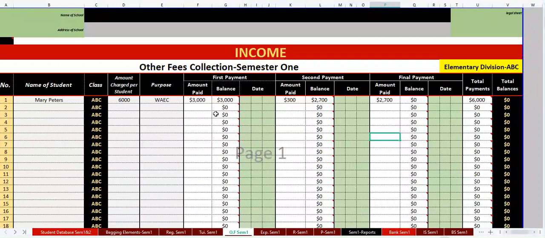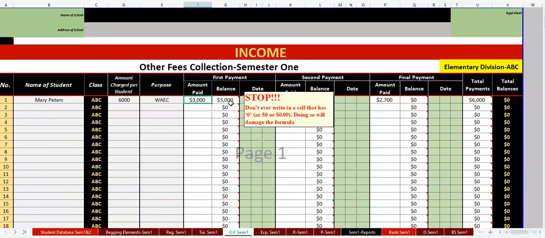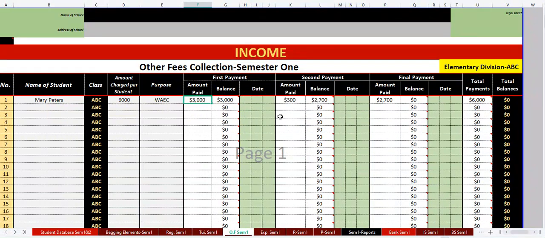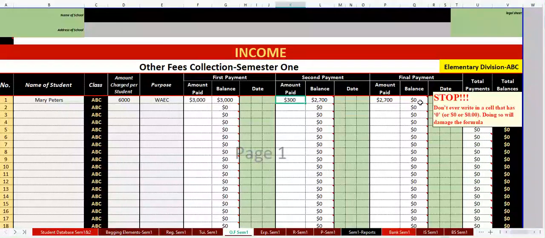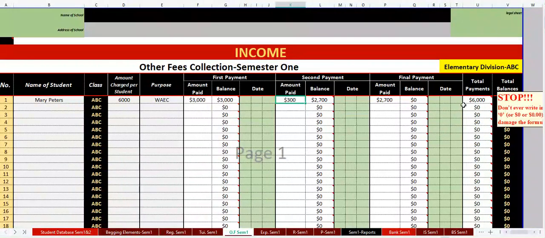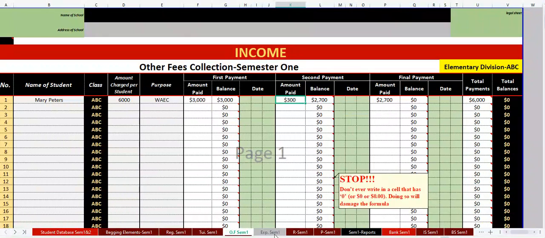Now, as you can see here, whatever is paid is automatically calculated and deducted. Now, if you look here, she paid the first 3,000, so automatically the balance begin 3,000 balance. See there, as you can see. Then she paid out of the 3,000, she paid 300. What happened? 2,700. Now, out of the 2,700 that she owe here, she pay all here. So the balance here is zero and reflected right here. So she doesn't owe anything for WAEC. Alright? Now, expenses.